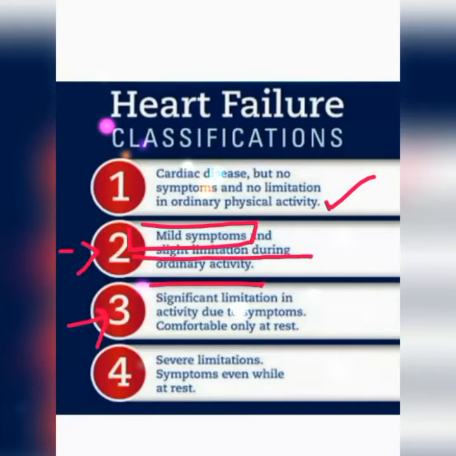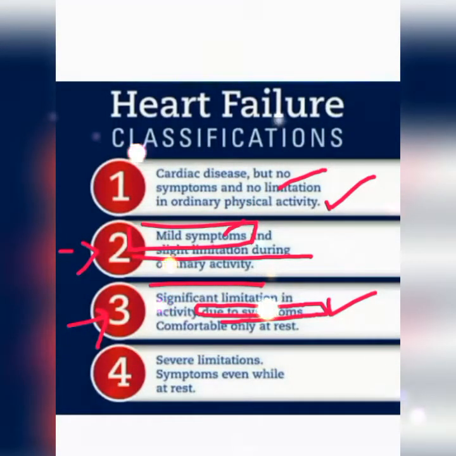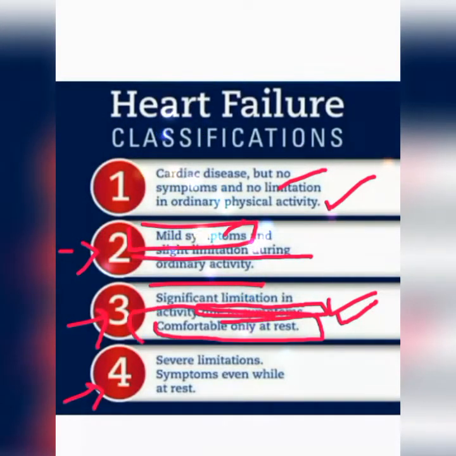In the third class, there is significant limitation in activity due to symptoms. Symptoms are clearly present. In the first class, there is no symptom. In the second, mild symptoms. In the third, symptoms are present. And in the fourth class, the patient is comfortable only at rest. If the patient is resting, then he will be comfortable. But in the fourth class, there will be severe limitations and symptoms even while at rest. Even if the patient is taking rest, symptoms will be shown.